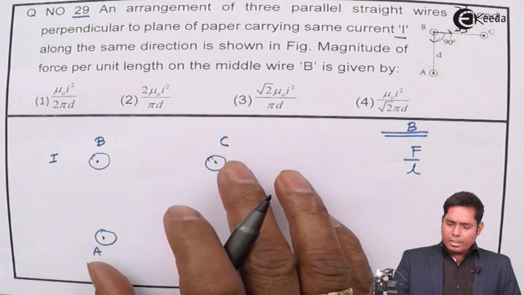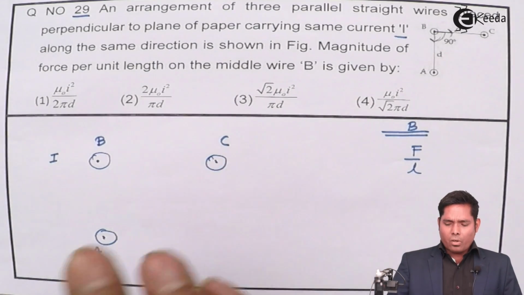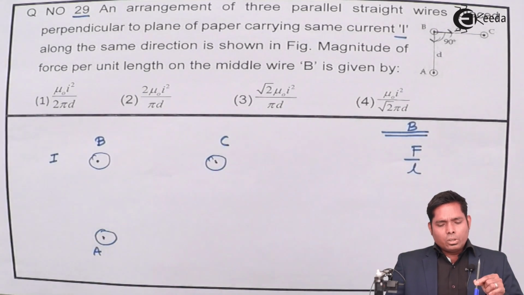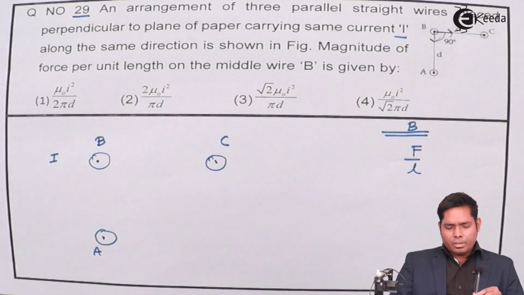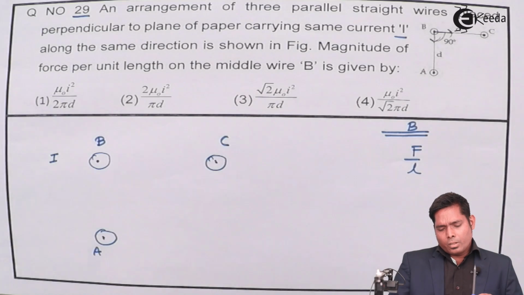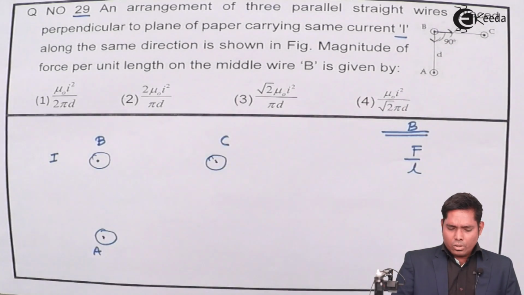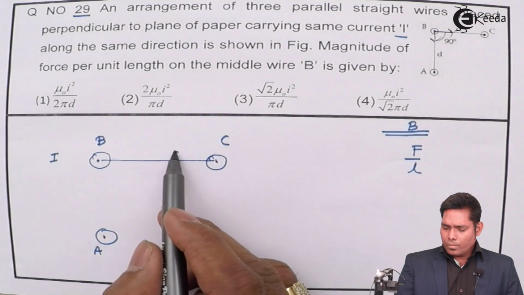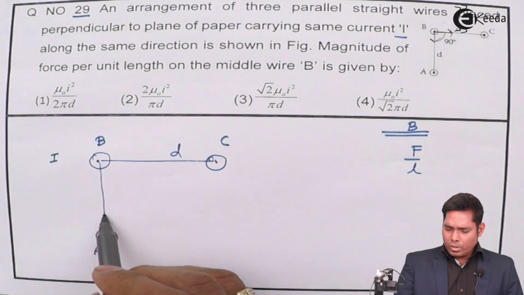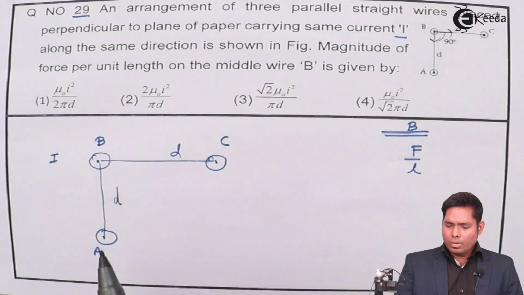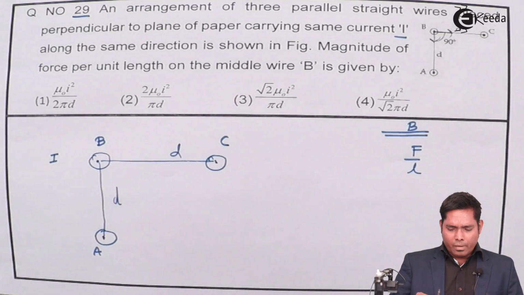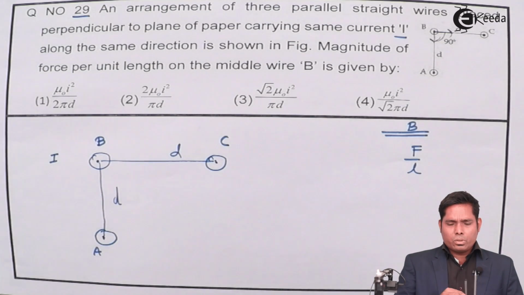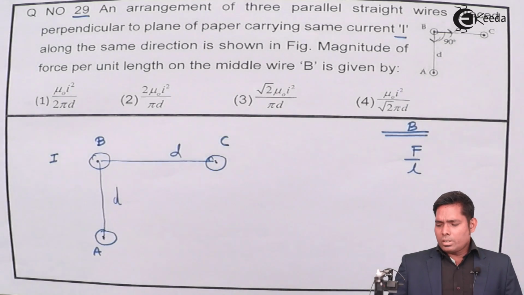These conductors are supposed to be infinitely long, very very long. So if I have a conductor B here, and I have another conductor at a distance D here, the distance is D here, and this distance is also D. So the separation between the two conductors is D.